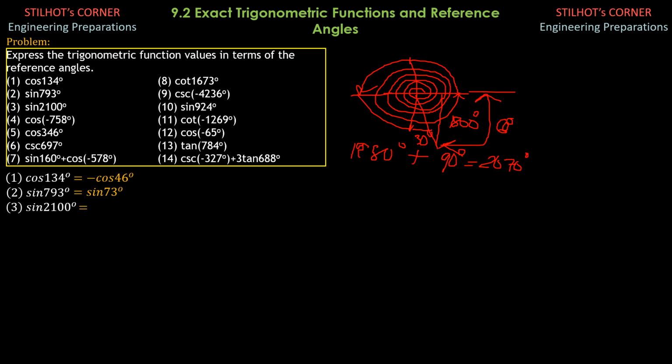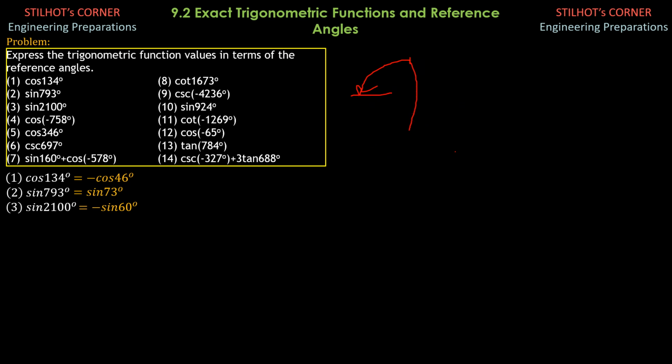So that's negative sine of 60 degrees. So sine of 2100 degrees is equal to the negative sine of 60 degrees. So that's it for that problem. You can check with your calculator if it is correct. Next is cosine of negative 758 degrees.